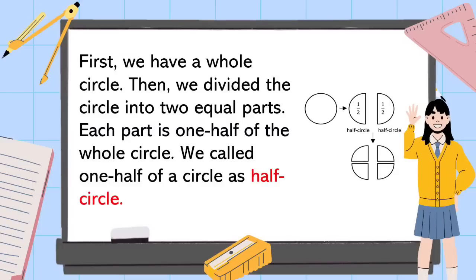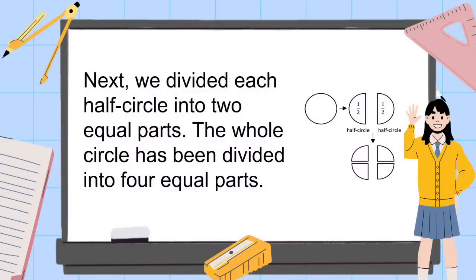First, we have a whole circle. Then we divided the circle into two equal parts. Each part is one half of the whole circle. We called one half of a circle a half circle. Next, we divided each half circle into two equal parts. The whole circle has been divided into four equal parts.